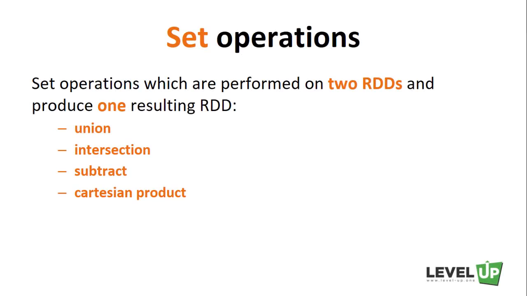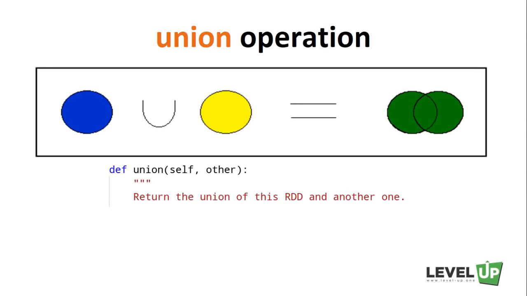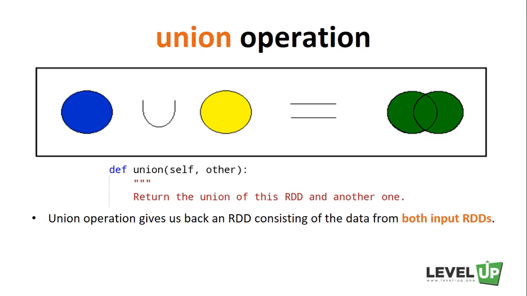There are some set operations which are performed on 2 RDDs and produce a resulting RDD from those 2 RDDs. Some popular ones are union, intersection, subtract, and Cartesian products. It's important to note that all of these operations require that the RDDs being operated on are of the same type. Let's start by introducing the union operation. Union operation gives us back an RDD consisting of the data from both input RDDs.